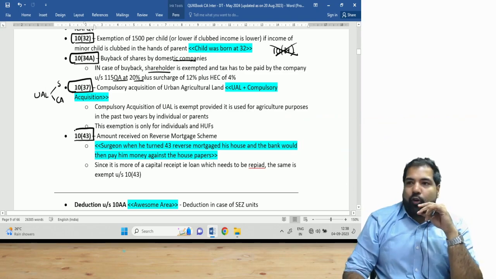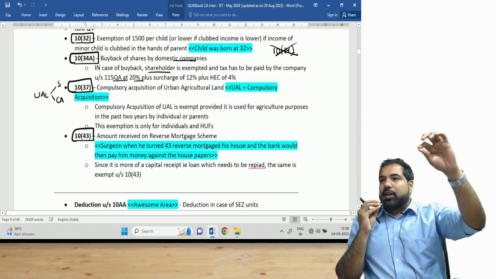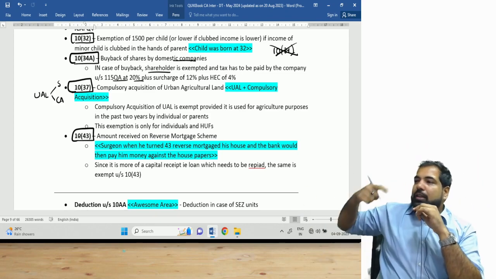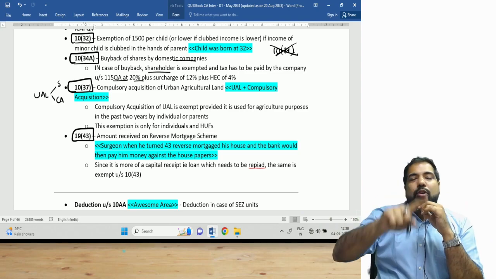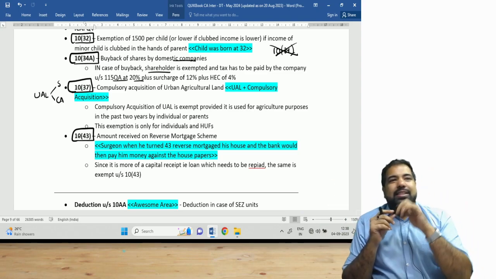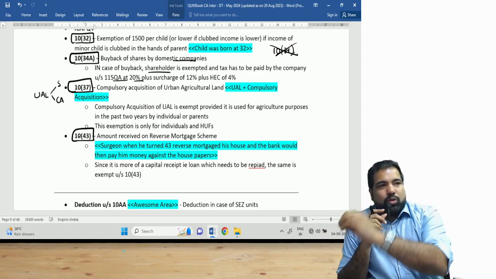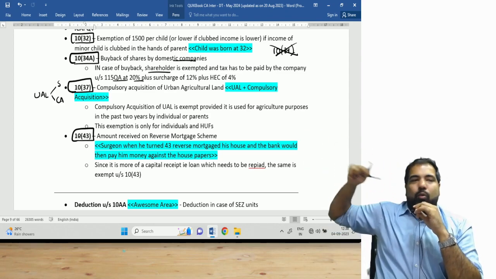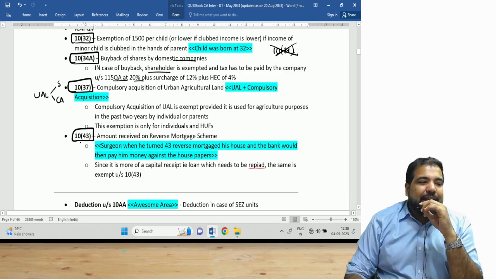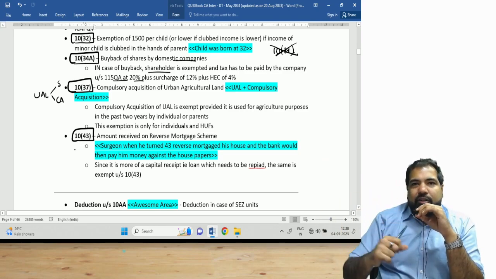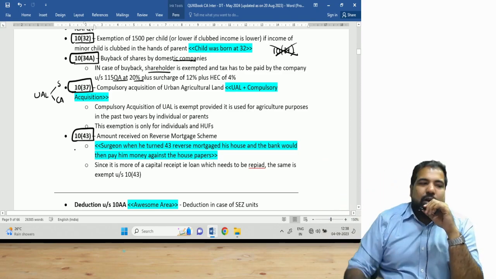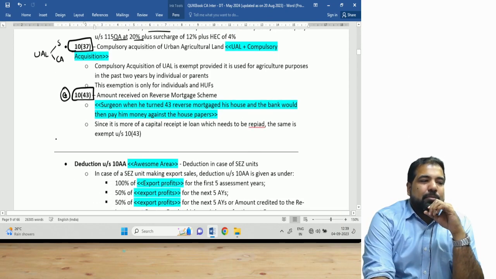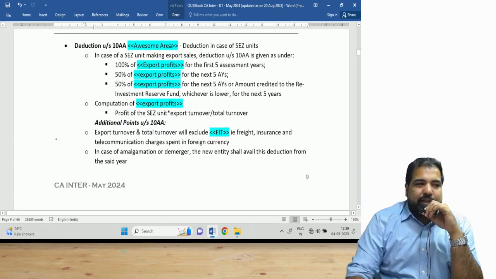Next, 10(43), reverse mortgage scheme. You are giving the papers to the bank, and every month they are paying you. But that's not an income, that's a liability. This reverse mortgage means your house papers go to the bank, they give you money, and at the end they take over your house. Whatever money is recoverable, they recover it, but that's not the point. The money that you get every month, is it taxable? No, it's exempt because it's a liability which you need to pay back. Remember, this is not an exemption, this is a deduction.